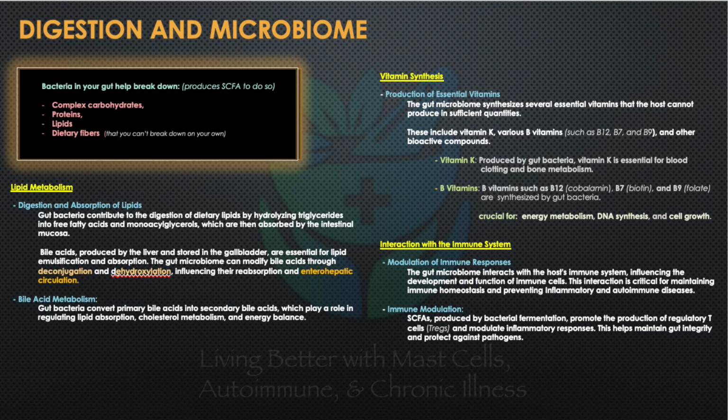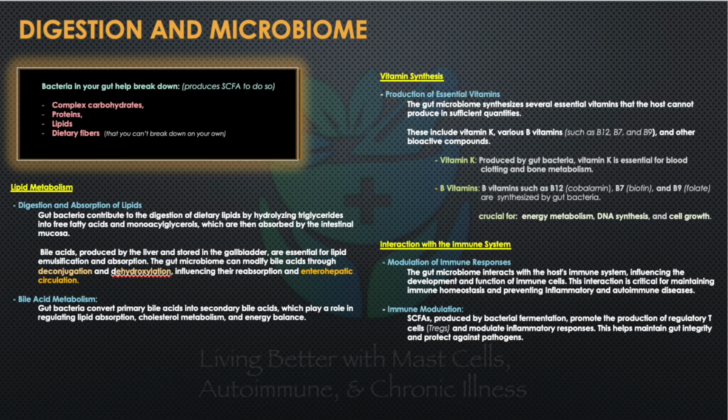The gut microbiome plays a central role in macronutrient metabolism. Beyond carbohydrates and protein, it also contributes to lipid digestion. Gut bacteria hydrolyze triglycerides into free fatty acids and monoglycerides, which are then absorbed by the intestinal mucosa. Bile acids, synthesized by the liver and secreted into the gut, are essential for lipid emulsification and absorption.